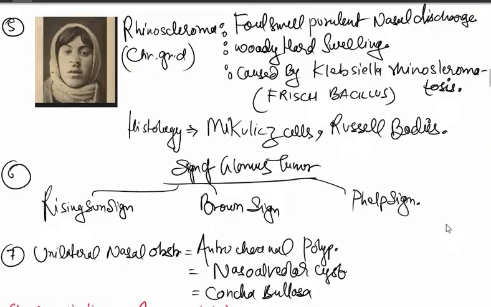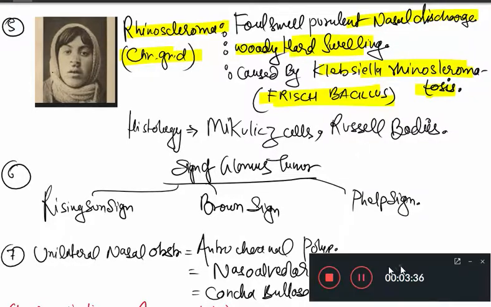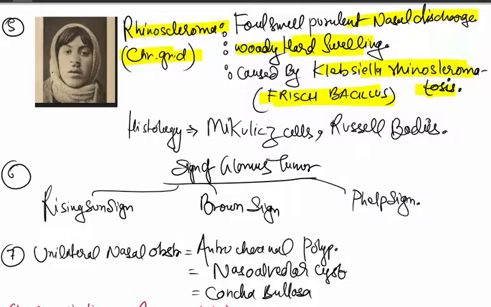Okay, next condition is rhinoscleroma, a chronic granulomatous disease. There is foul smell and purulent nasal discharge. Woody hard swelling occurs in this, and it is caused by Klebsiella rhinoscleromatis, also known as Frisch bacillus. Histology of rhinoscleroma will show Mikulicz cells and Russell bodies.